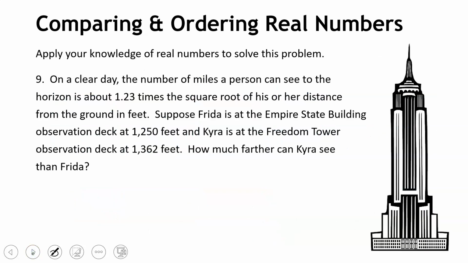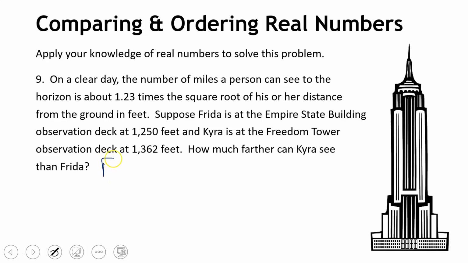Next, we will look at a problem to solve. And this is where we apply our knowledge of real numbers to solve the problem. Problem reads, on a clear day, the number of miles a person can see to the horizon is about 1.23 times the square root of his or her distance from the ground in feet. Suppose Frida is at the Empire State Building observation deck at 1,250 feet, and Kyra is at the Freedom Tower observation deck at 1,362 feet. How much farther can Kira see than Frida?